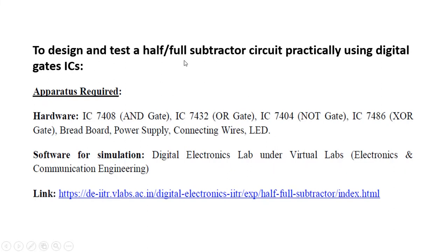So to design and test this half and full subtractor on breadboard, we require hardware in which we require different ICs: AND gate IC, OR gate IC, NOT gate IC, and XOR gate IC. These are the IC numbers for specific gates, and we require a breadboard to implement the circuit, power supply, connecting wires to make connections, and LEDs to show the status of output. Now we have already done software simulation for this experiment on virtual lab. We have used digital electronics lab under virtual labs.